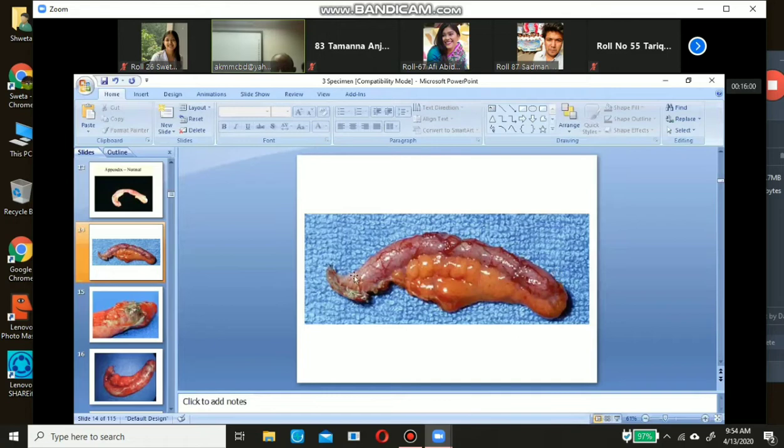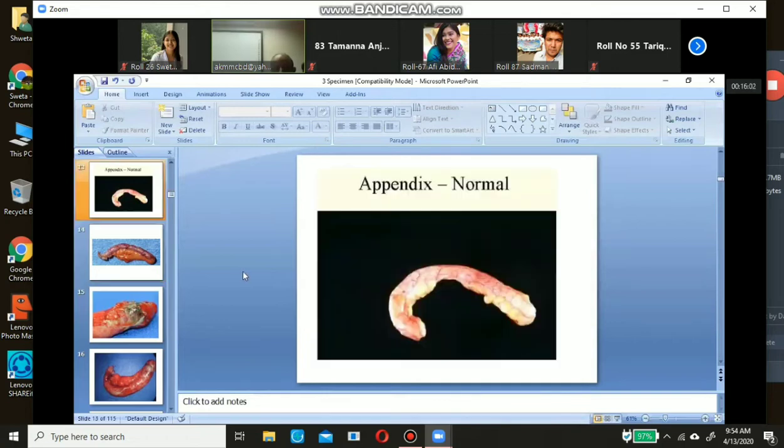You see the picture again of this appendix and this appendix. The vessels are there, vascular markings are there, but it does not look like the vessels are dilated. Vessels are not outside the serosa. And you see with the picture, it does not look like the appendix has been engorged, the appendix has been swollen.